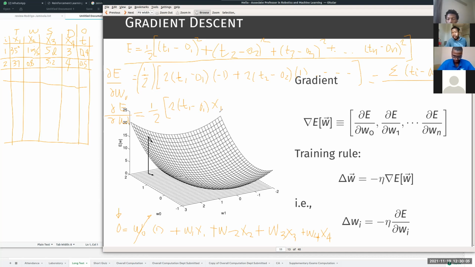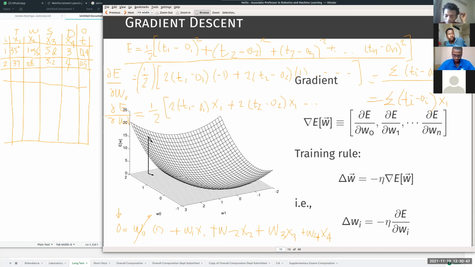W1, and so that's X1. Plus 2, and then T2 minus O2. The derivative of O2 with respect to W1. So again, that is X1, and so on. So that means this is equal to the summation of Ti minus Oi multiplied by X1 all the time.